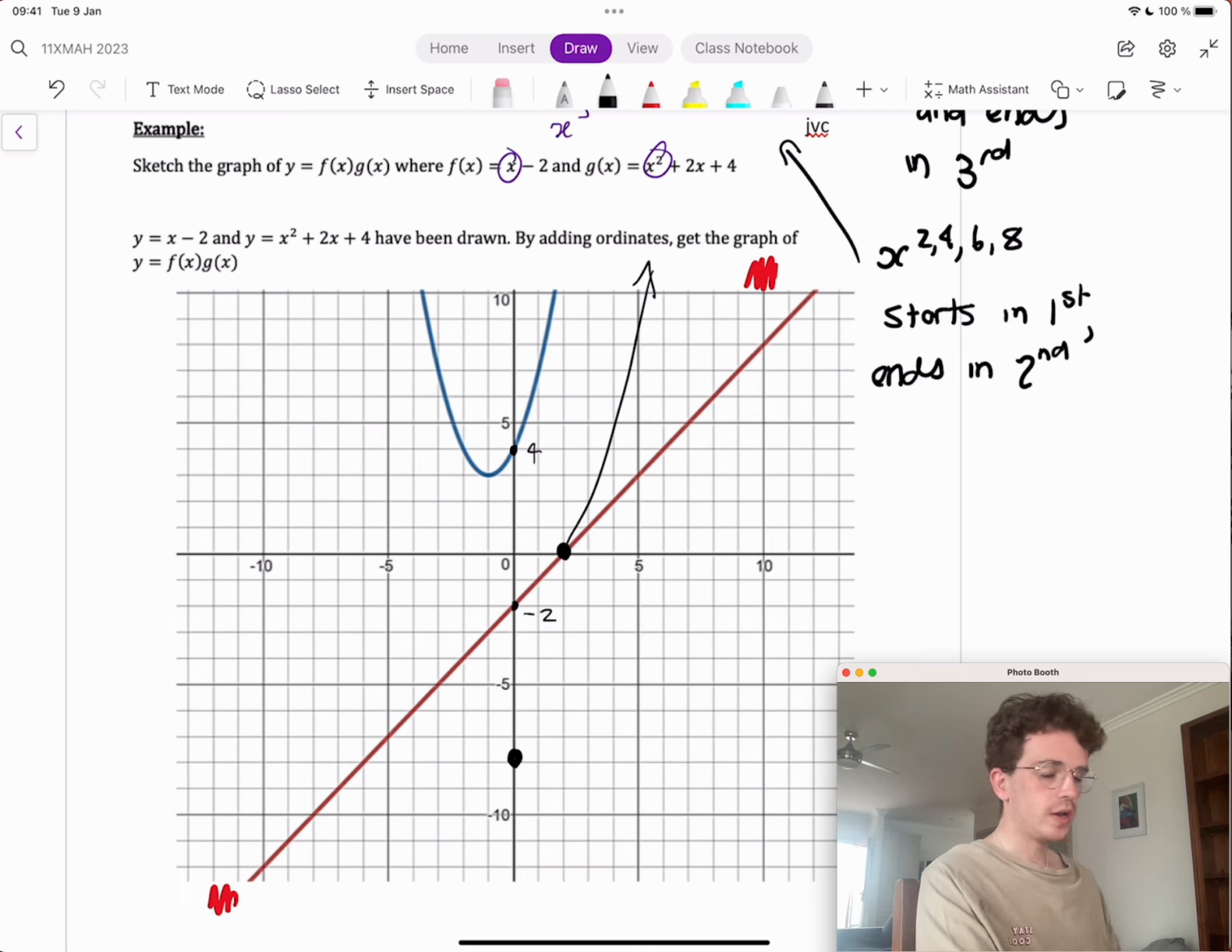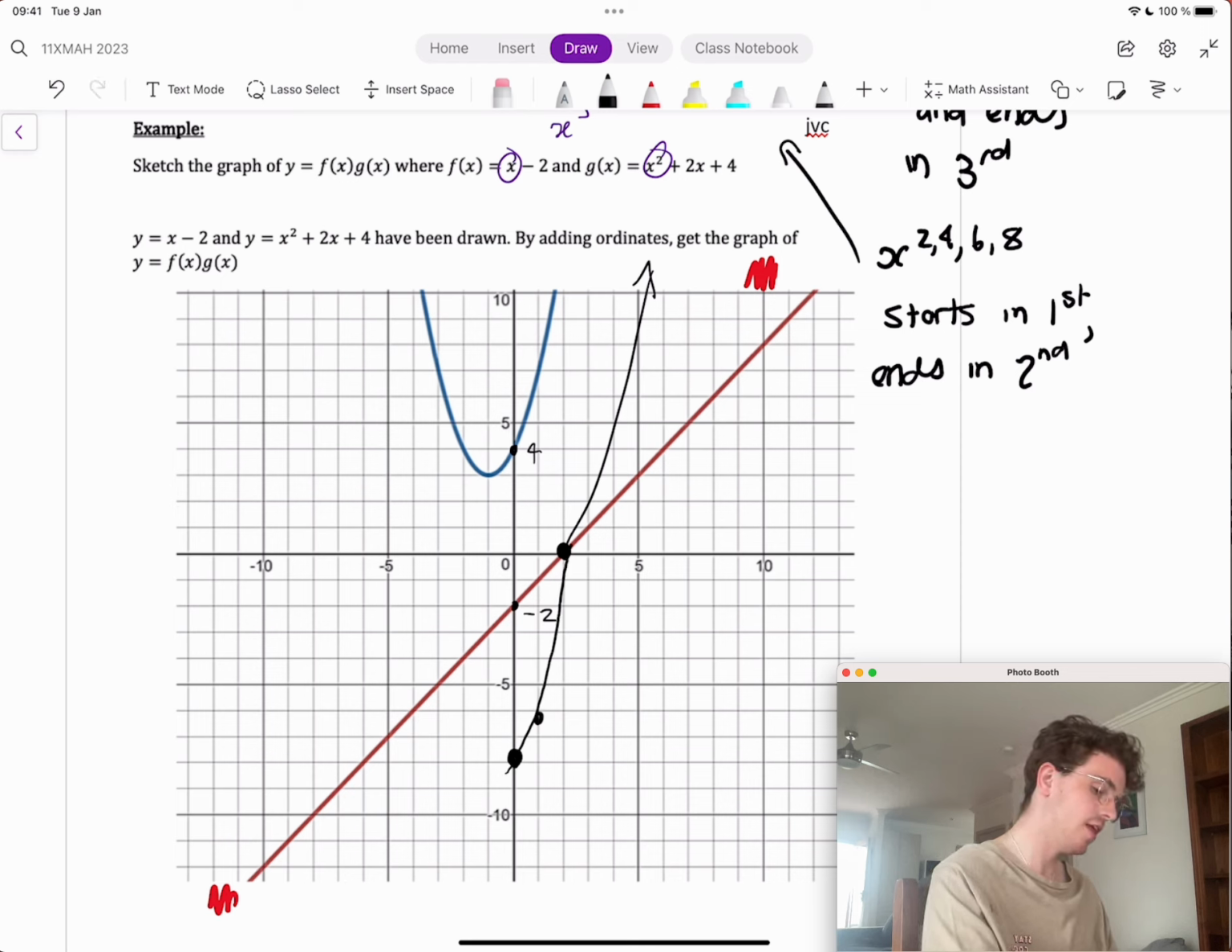In the middle, between x equals 0 and x equals 2, we've got, say, positive 7 times minus 1, so we're going to have approximately minus 7, so it's going to be down here. So we know it's going to look like that.